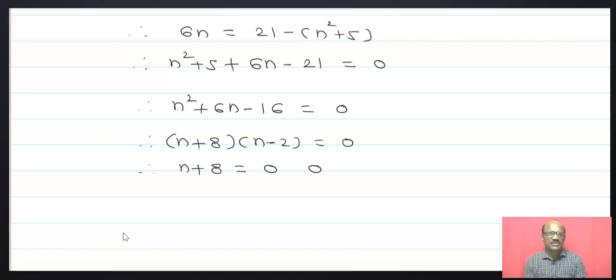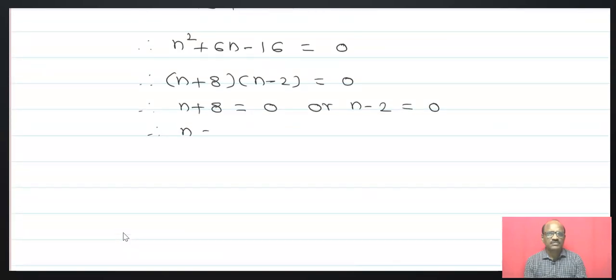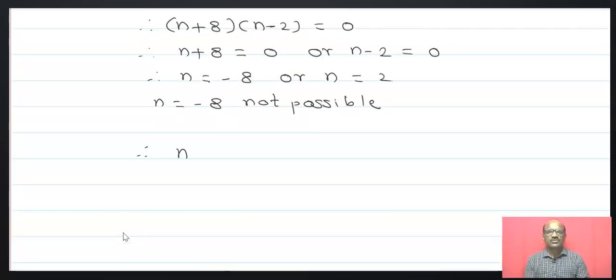Therefore n plus 8 is equal to 0 or n minus 2 is equal to 0. Therefore n is equal to 2, or n is equal to minus 8. n is equal to minus 8 is not possible. Therefore n is equal to 2. This is the final answer.